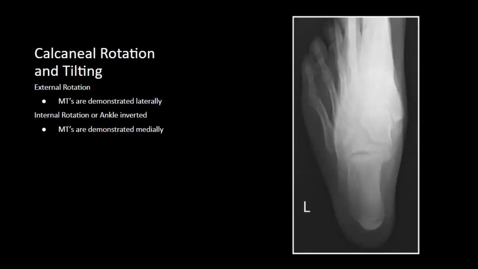When conducting image analysis of a calcaneus projection, rotation or tilting will be demonstrated by looking at the metatarsals. If the leg is internally rotated or the ankle is inverted, the first and second metatarsals will be fully demonstrated medially. If the leg is externally rotated or the ankle is everted, the fourth and fifth metatarsals are demonstrated laterally. As demonstrated in this image, we have some external rotation because you can see the fourth and fifth digits hanging out to the side here.